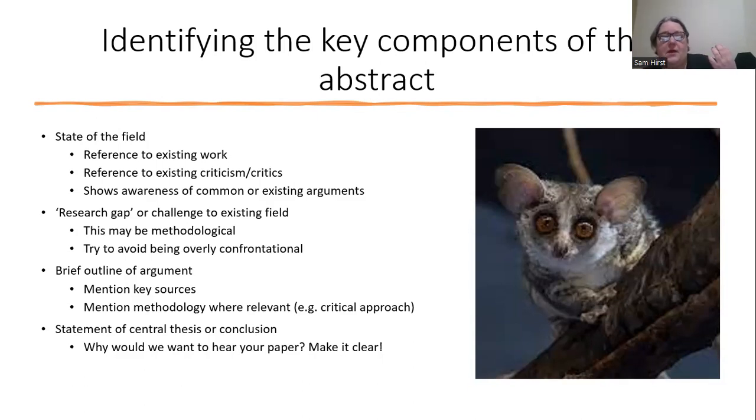So the next thing that you need to give is a brief outline of your argument. So you might mention key sources. These might be critical, particularly if you're mentioning a specific methodology, but they also should refer us back to the text that you're interrogating if you're talking about books or films, as I will often be doing. Finally, you want to give a very clear statement of the central thesis or conclusion.